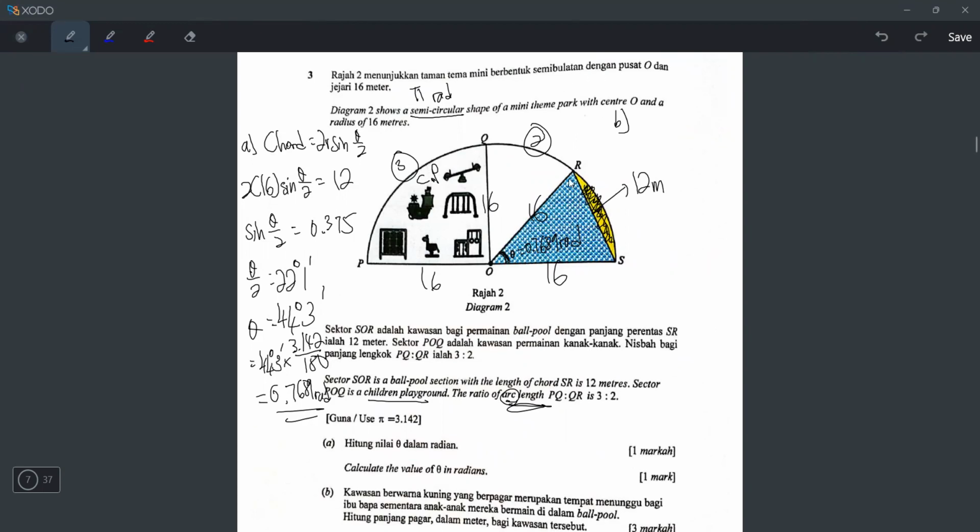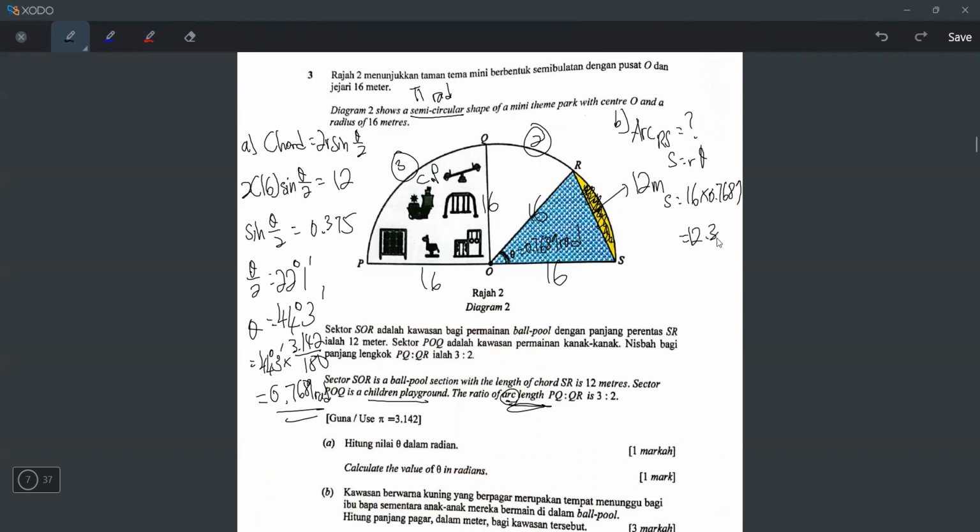It will be 12. The length of chord is 12 plus the length of arc. So let's find arc RS first. I will use the formula S equals r theta. So r is 16 times theta is 0.7689. So you just press 0.7689 times 16.